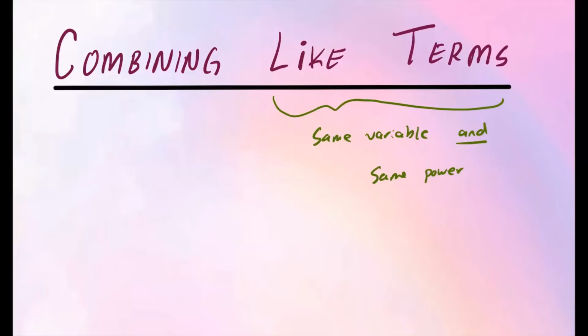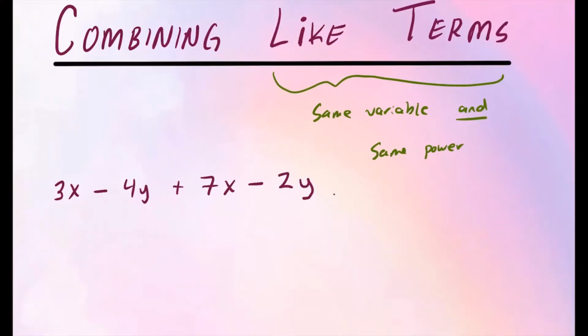So let's take a look at this problem. Say you have 3x minus 4y plus 7x minus 2y. Now here, if you want to combine them, you will look for the same variable and the same power. Here I have x to the 1 power and x to the 1 power. So these are like terms, which means I can combine their coefficients.